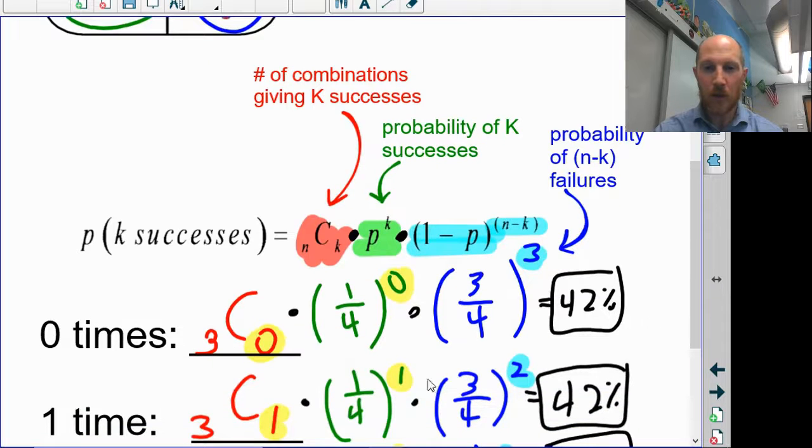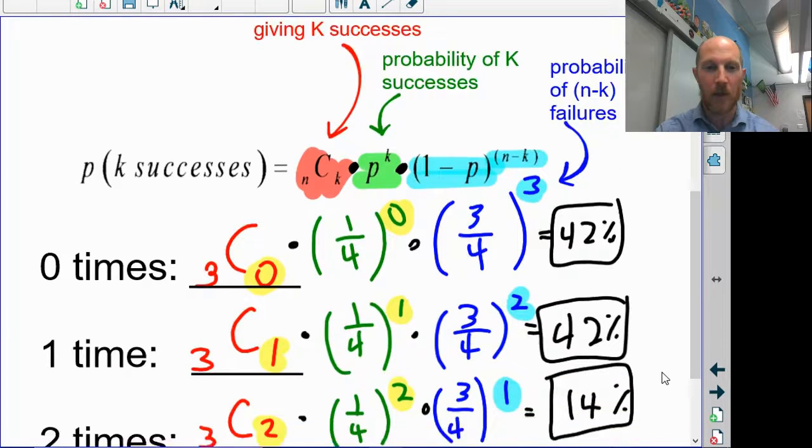And then the only thing that's going to change for the next series of calculations are the numbers that are highlighted. So if we're looking at 1 success, we're going to change that 0 into a 1, in both the red part and the green part. And then the number of losses is going to go down out of your 3 total spins. If 1 is a win, we've got 2 spins that'll be losses this time. So it also gives us 42% in the end.